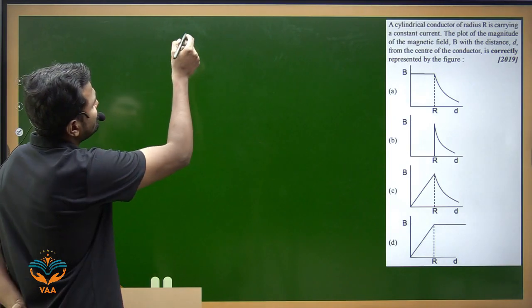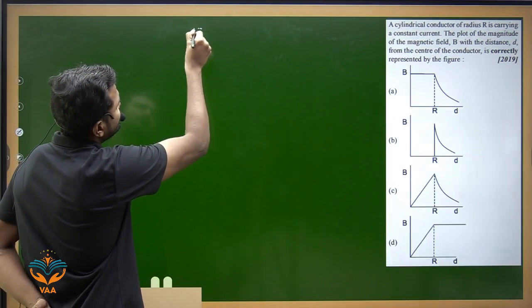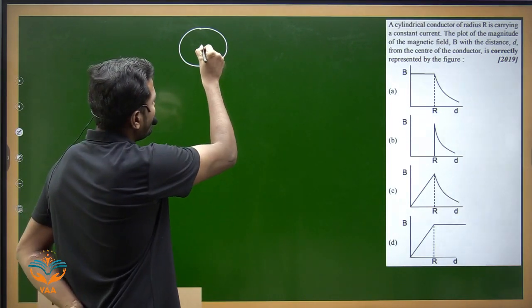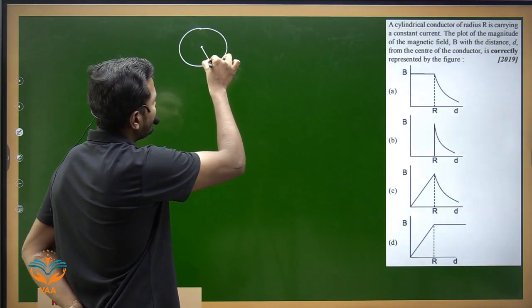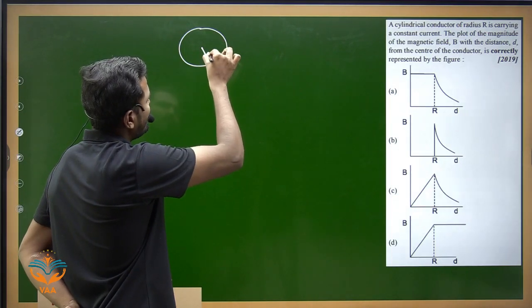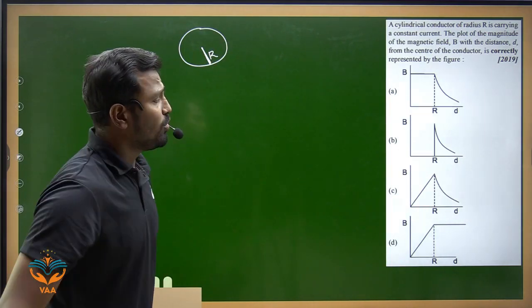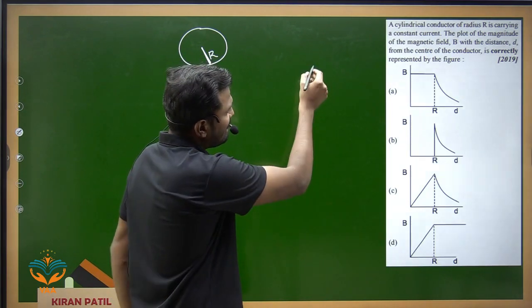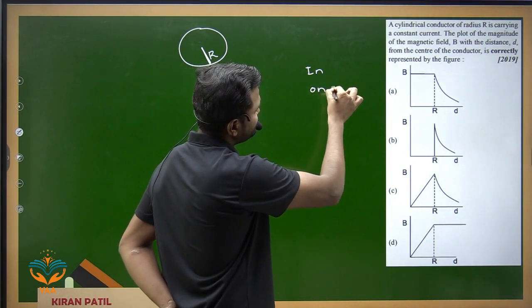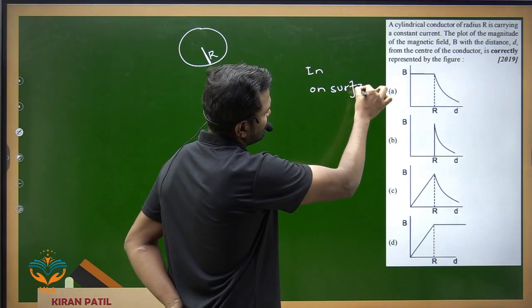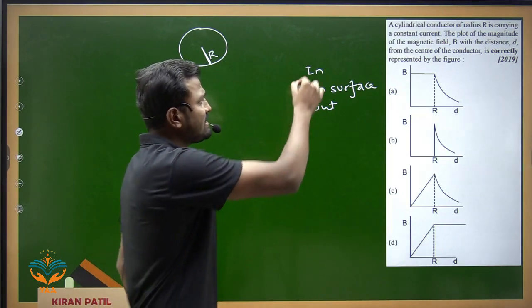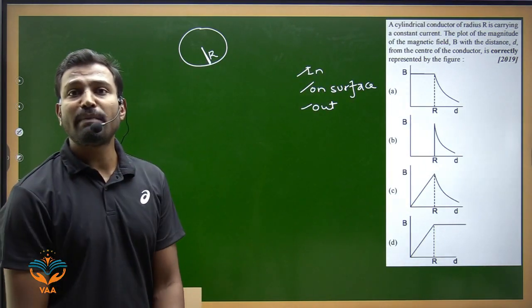First of all you have to know, if this is the concerned wire we are talking about, let us say the radius of wire is r. Radius of this wire is r. Now what they have asked me, I have to find magnetic field inside, on the surface, as well as outside the wire. So these are the three cases where I have to find the concerned magnetic field.